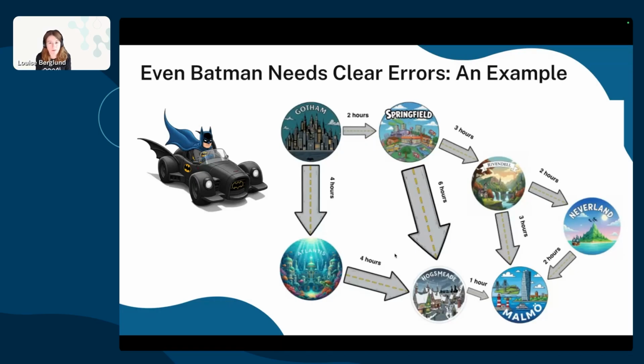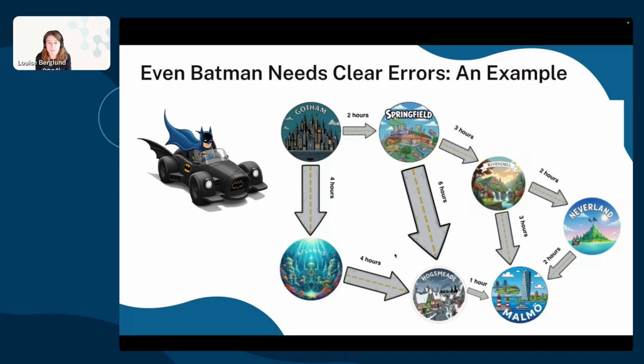So everyone needs better errors, even Batman. In this example, Batman is taking his Batmobile. He's going from Gotham, where he's situated, to Malmö in Sweden, where I'm situated. Batman has become a bit more modern recently, so of course he has an electric car, but then he needs to charge. So he needs to do some charging stops on the way, and he cannot take any road that is longer than 5 hours because of this, because then he runs out of battery. So we have this map with some cities. As you can see, this is clearly a graph problem.